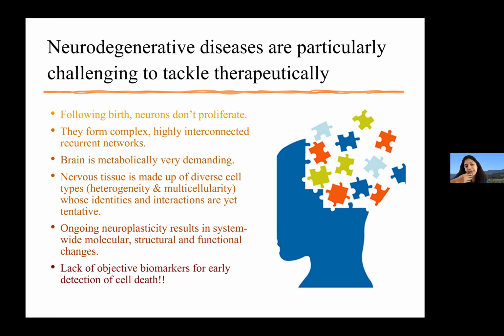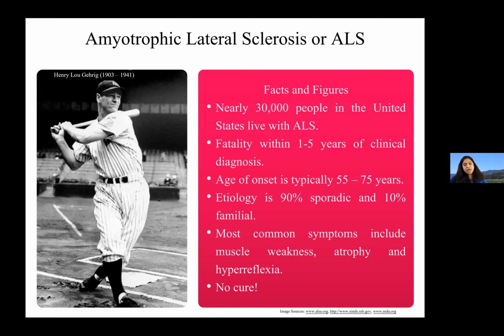And also, there's a lack of objective biomarkers for early detection of the cell death process itself. So all of these make it really hard to tackle these diseases and really have any type of cure for them. So now I'll introduce a little bit about the disease that I have been studying. Again, we do basic science, and I'm trying to give an introduction in the context of the human disease and its etiology and things like that.